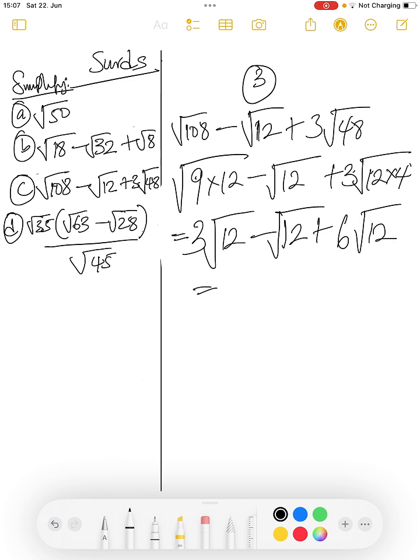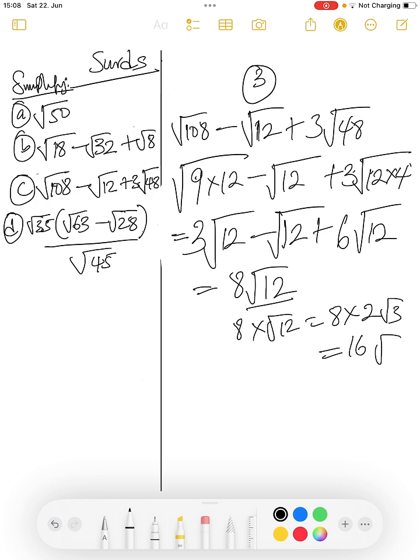So you have 3 root 12 minus root 12 plus 6 root 12. This is 8 root 12. But root 12 is not in its basic form. Remember, we can say 8 times root 12, and root 12 itself is 2 root 3. So this is 16 root 3.